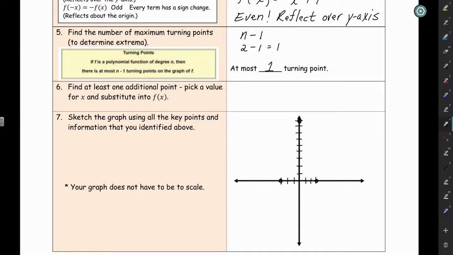And the additional point I'm going to pick, I'm just going to go with 1. That seems like the easiest, and that should fall into the range of where I think my graph is going to be drawn. So I'm going to put in a value of 1 for x.